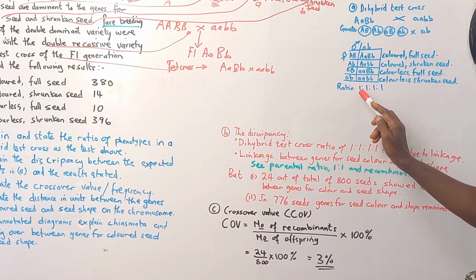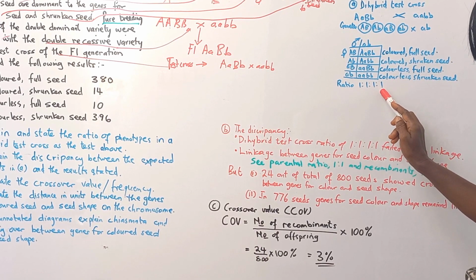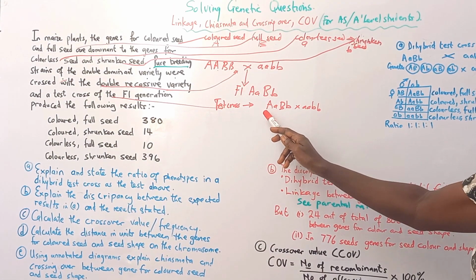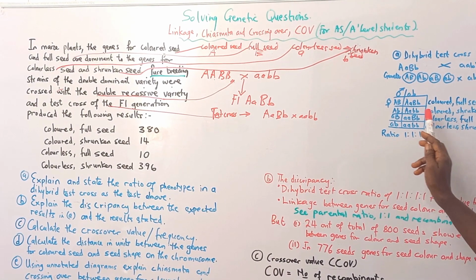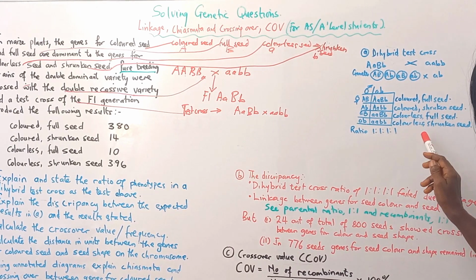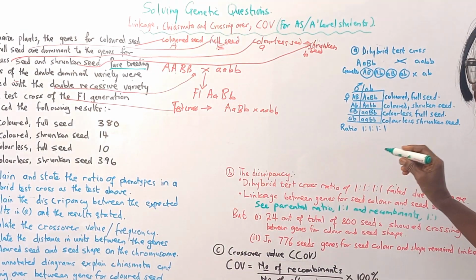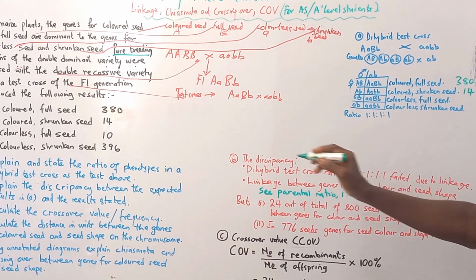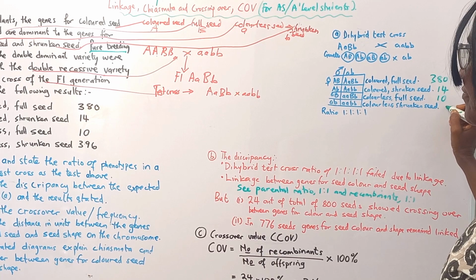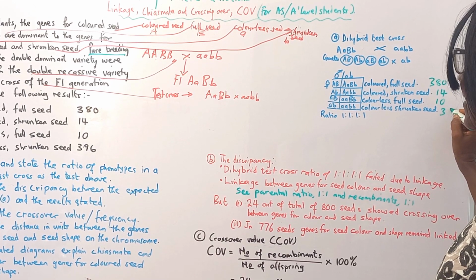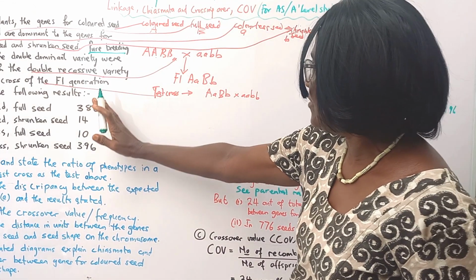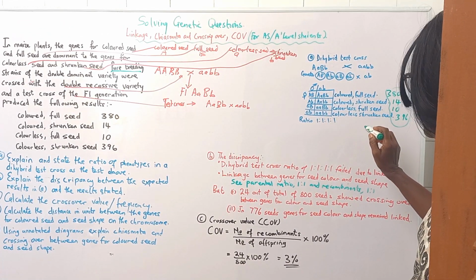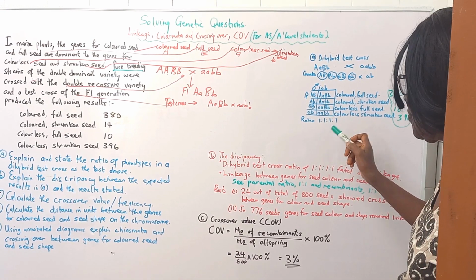So the ratio should be 1:1:1:1 if this test is done in a dihybrid with no linkage. But look here: colored full seed was 380, colored shrunken seed 14, colorless full seed is 10, colorless shrunken seed is 396. These are the results, and if it's a dihybrid test without linkage, you will not get this result. You get 1:1:1:1.